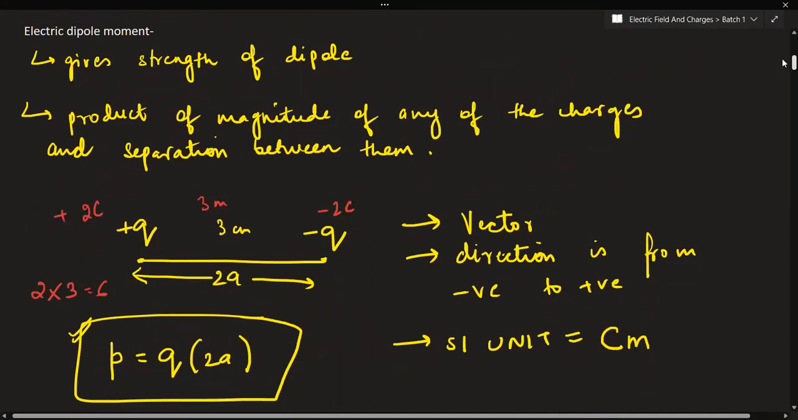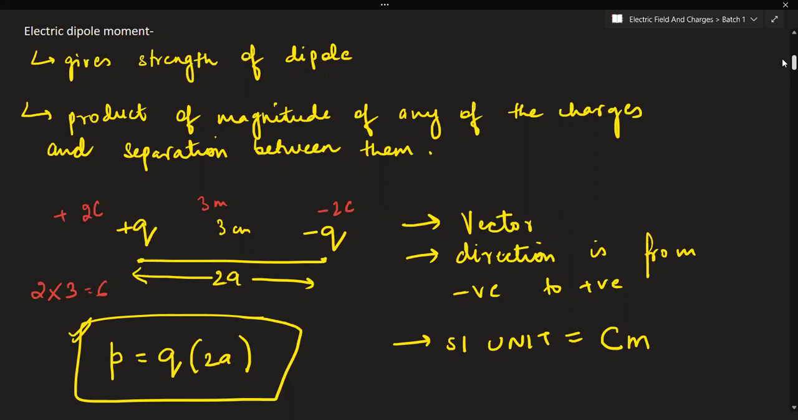Now in dipole moment, what can be confusing for all of you? You forget the direction. In electric field, you remember that for positive the field runs away and for negative it goes towards. But when you talk about dipole moment, you forget the direction. It is from negative to positive.